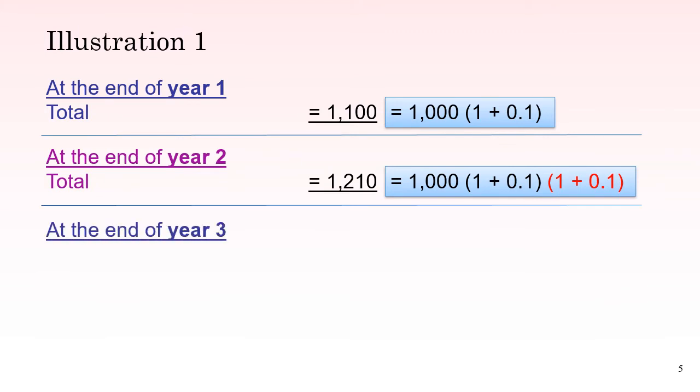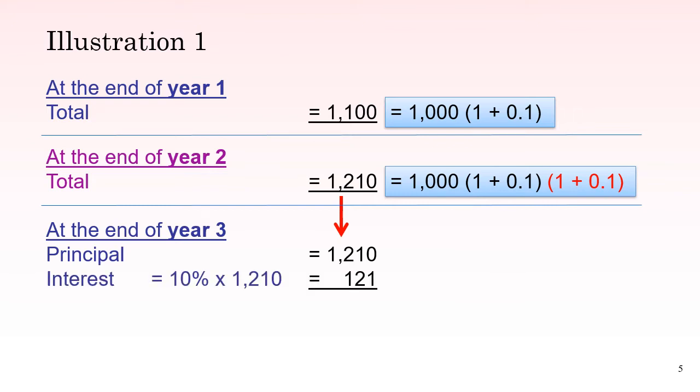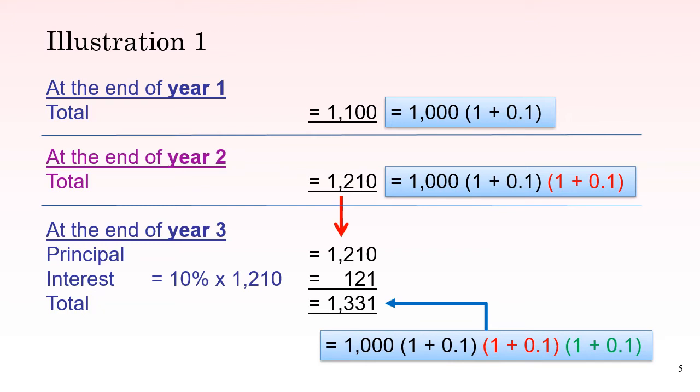At the end of year 3, the new principal is 1210. It was brought forward from the end of year 2. Interest is 10% times 1210. So the interest earned will be 121. Added up, the total will be 1331. We write the formula as 1,000 times bracket 1 plus 0.1 bracket, repeated 3 times, for 1 plus 0.1.